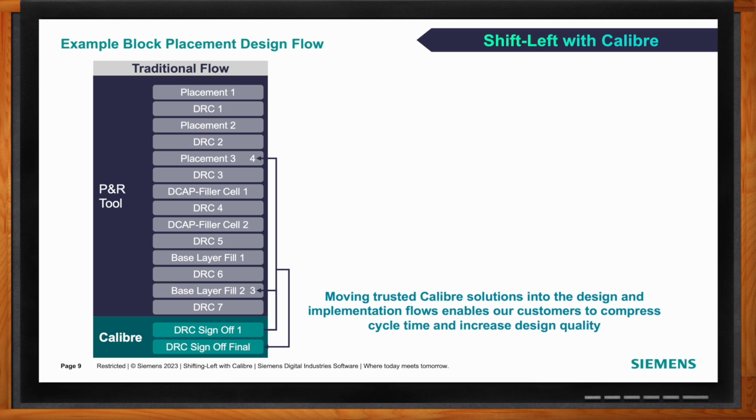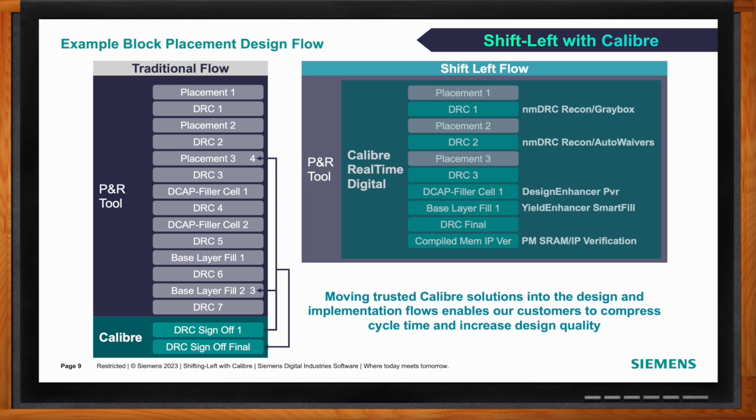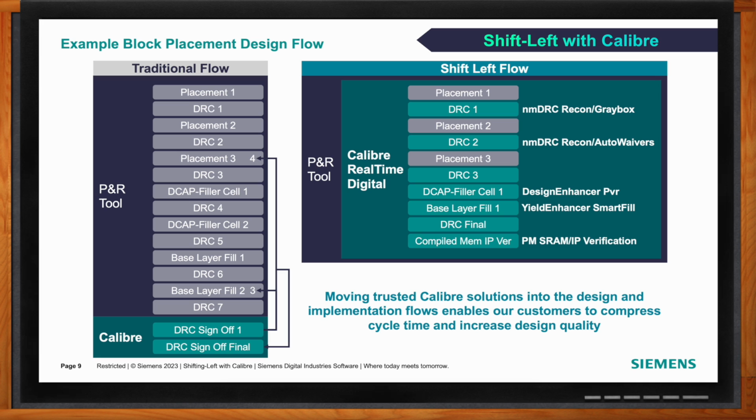Now, you can see it's a messy flow, lots of iterations, lots of things to deal with, but it's what people have been living with. And the concept of shift left is to change that dramatically, as you see on the right. Calibre is not something you do at the end. Through our interfaces like Real-Time Digital, you can run all our Calibre tools right inside the P&R tool. You don't have to stream data out, run it in batch, look at the results externally, then go back to your P&R tool. Everything can run integrated into the tool.